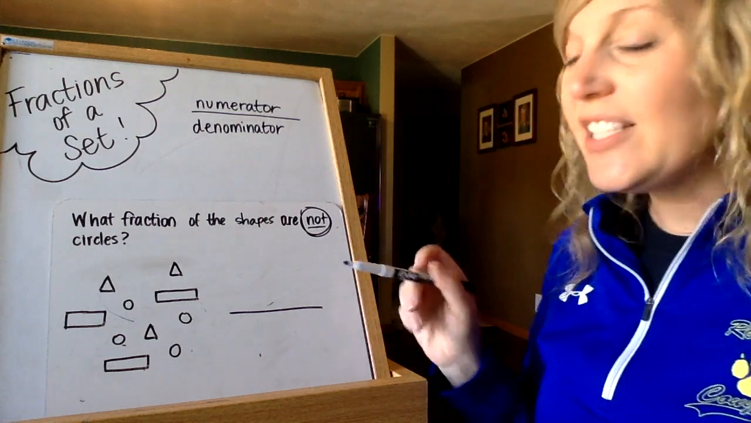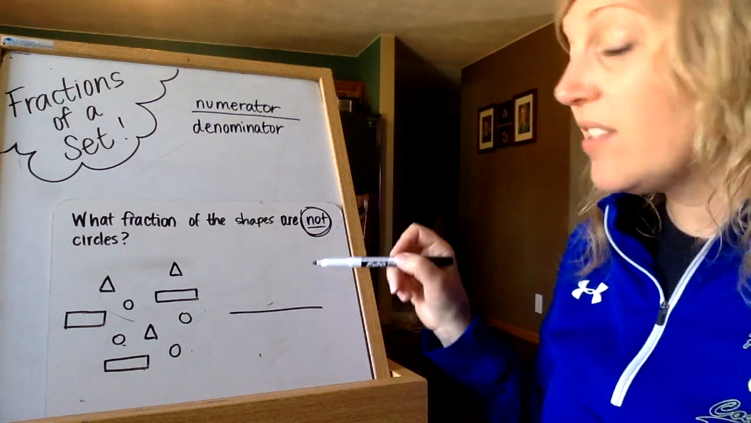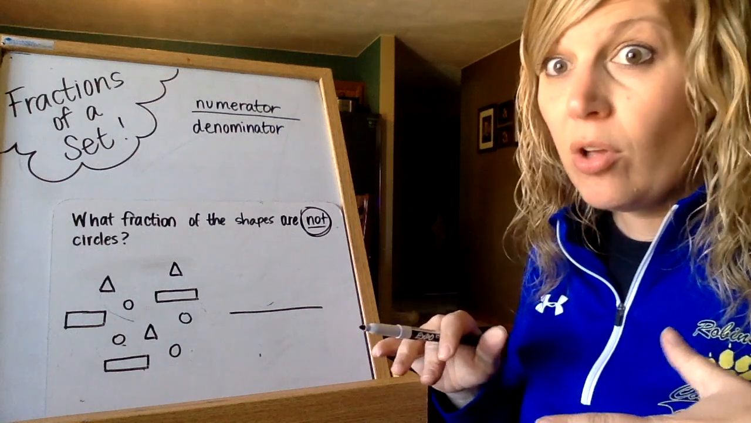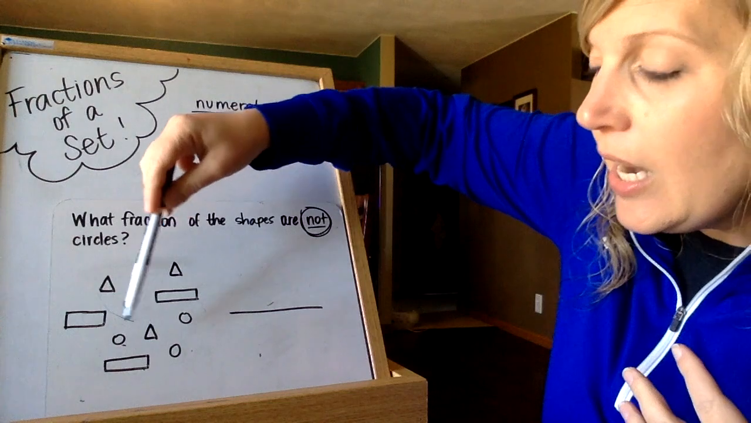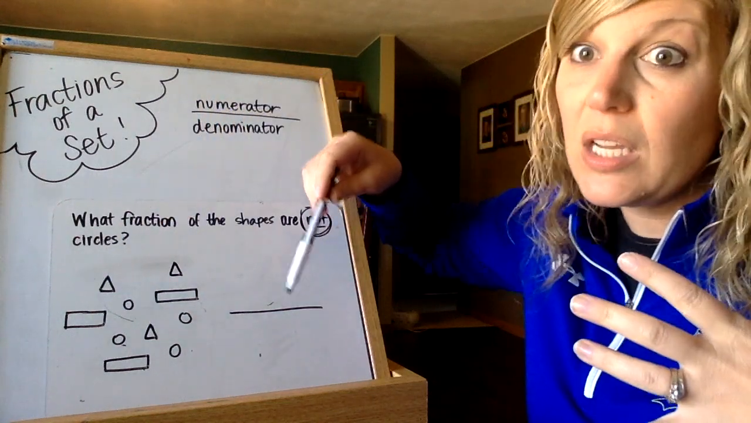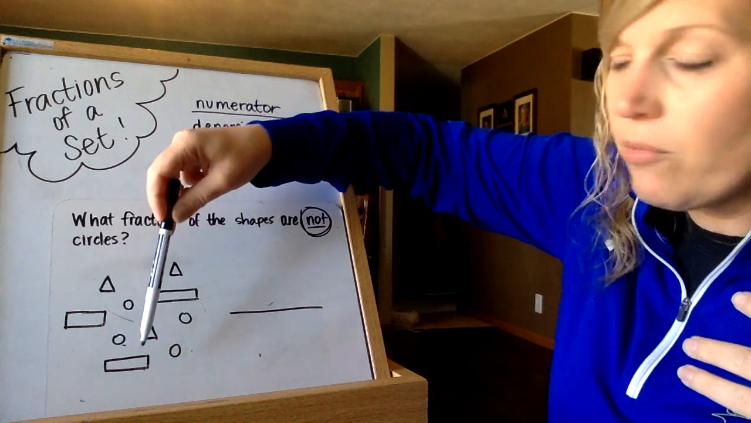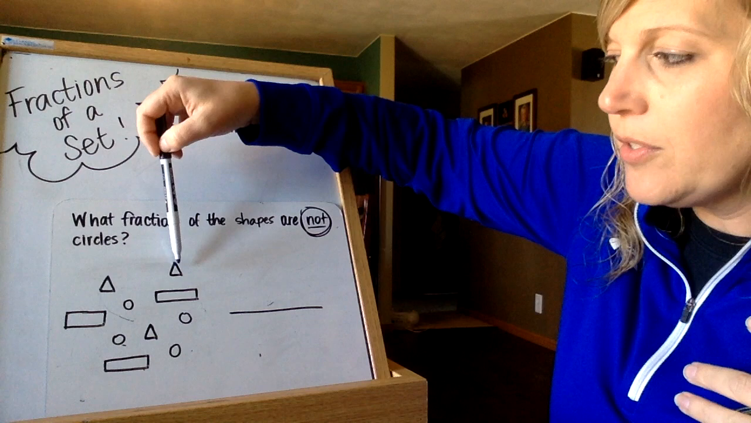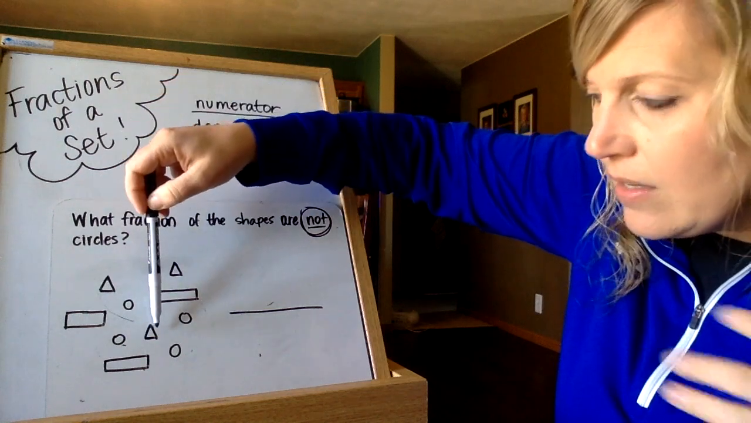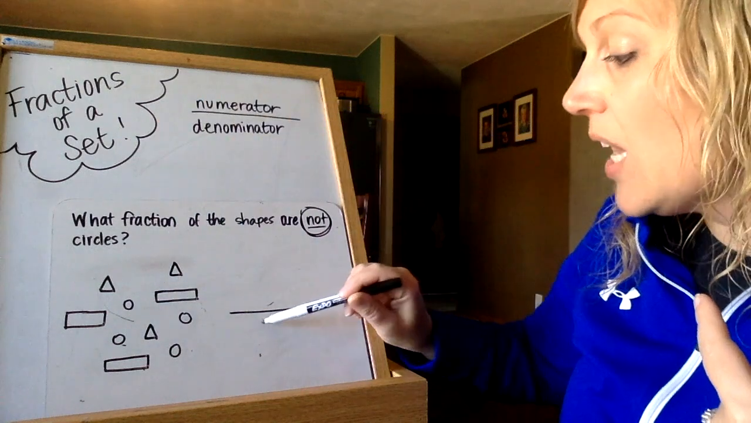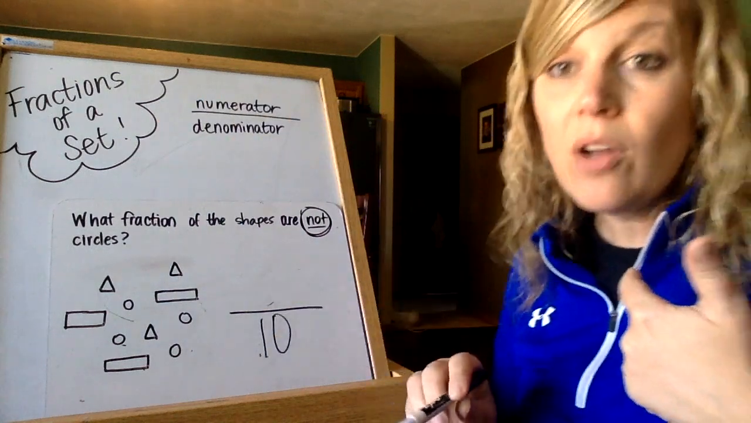We still have to go over and count the shapes. We still have to have a numerator and a denominator. The denominator is how many are in all, so let's go get that one first. I'm going to sort in my head as I count the shapes so that I can keep track of them. I'm going to go with rectangles first: 1, 2, 3. And then triangles: 4, 5, 6. And then circles: 7, 8, 9, 10. So I have 10 shapes in all.